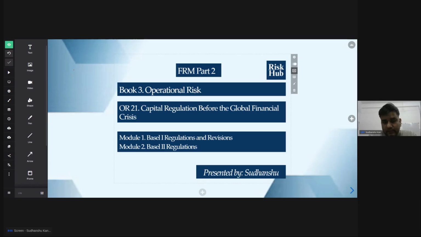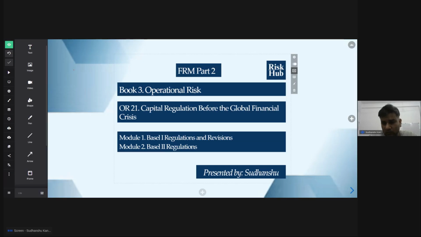This reading sets the historical foundation for why Basel I and Basel II look the way they do. It is less about formulas and more about regulatory logic, evolution, and limitations. There are two modules here. Module 1 is about Basel I regulations and revisions. The module explains how capital regulation started, what problem it was trying to solve, and why it later proved insufficient. So that's what we'll try to do.